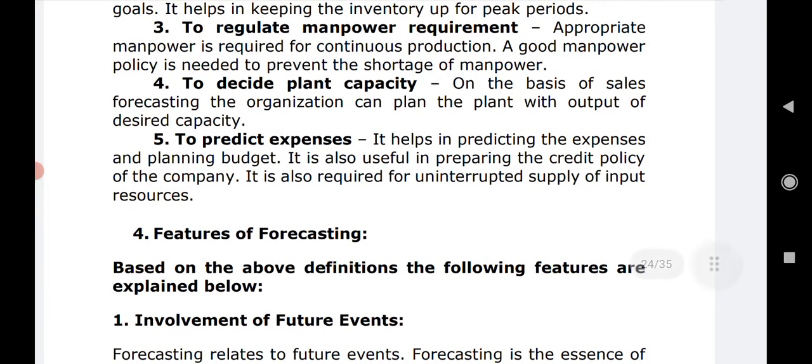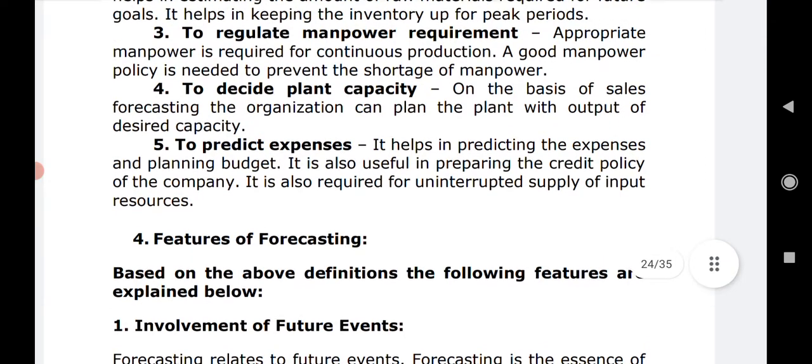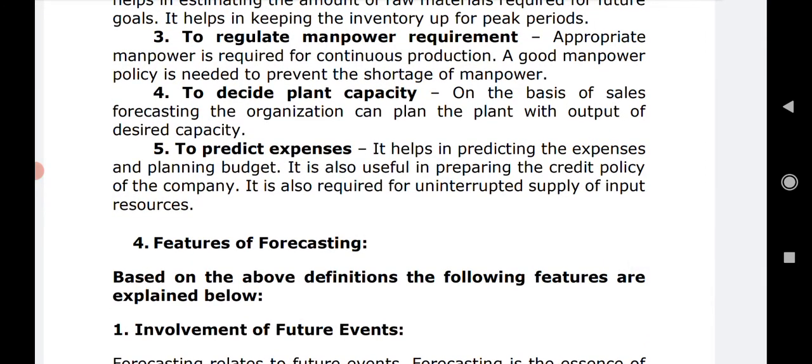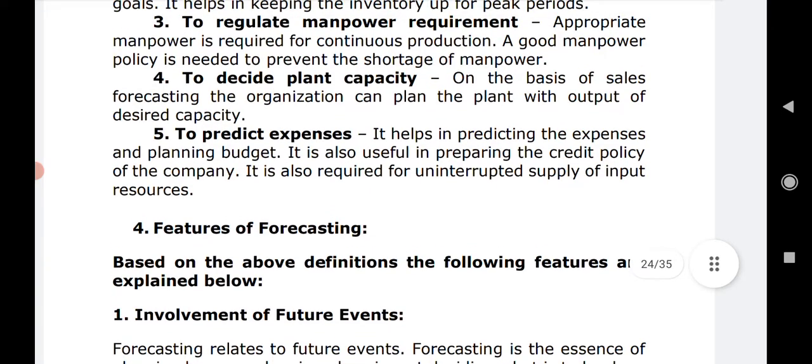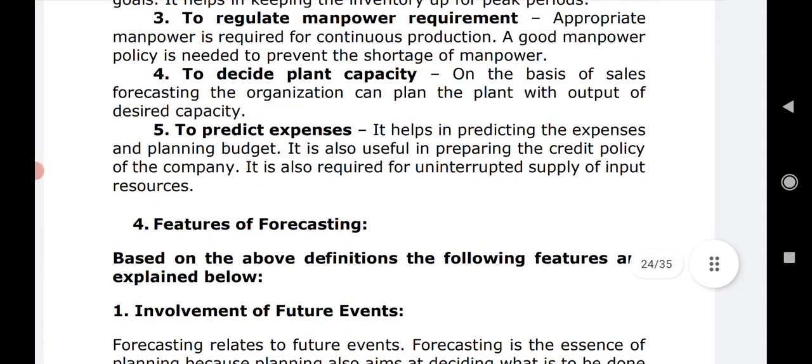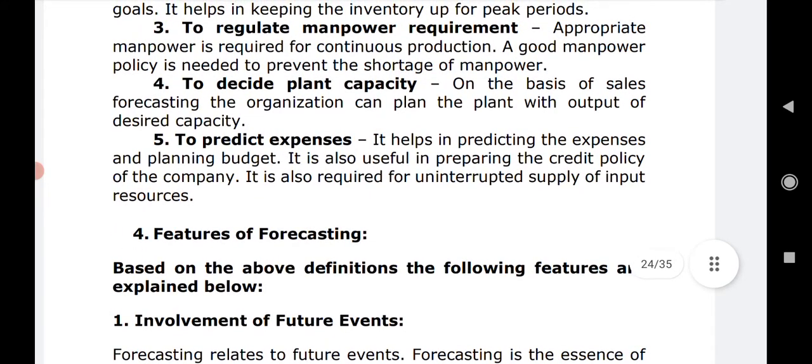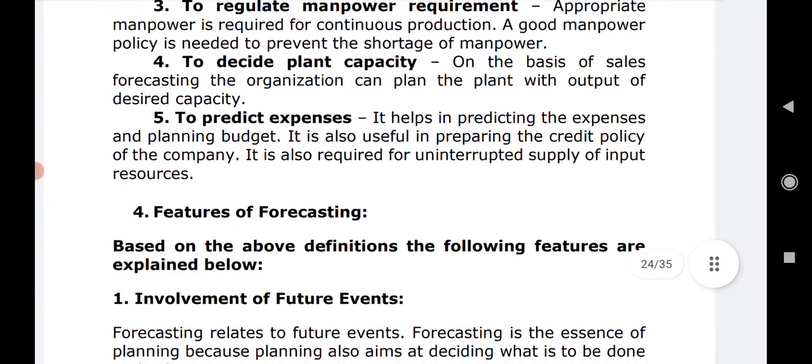The next objective is to regulate manpower requirement. We can come to know how much manpower is required. When there is continuous production, you may require more people to work. Even a good manpower policy can be framed, because it is needed to prevent any shortage of manpower. All these things are dependent on sales forecasting.